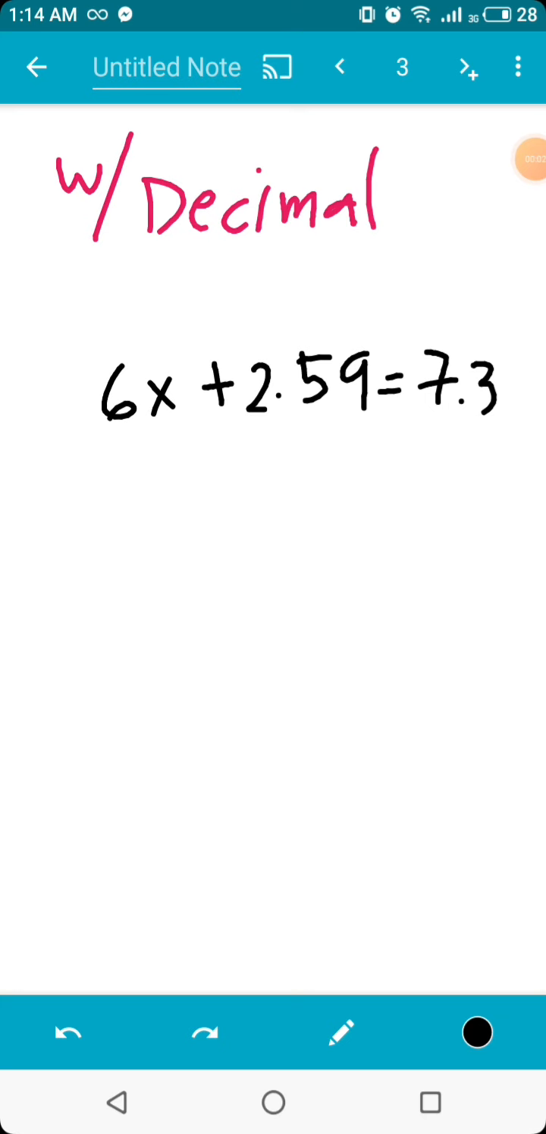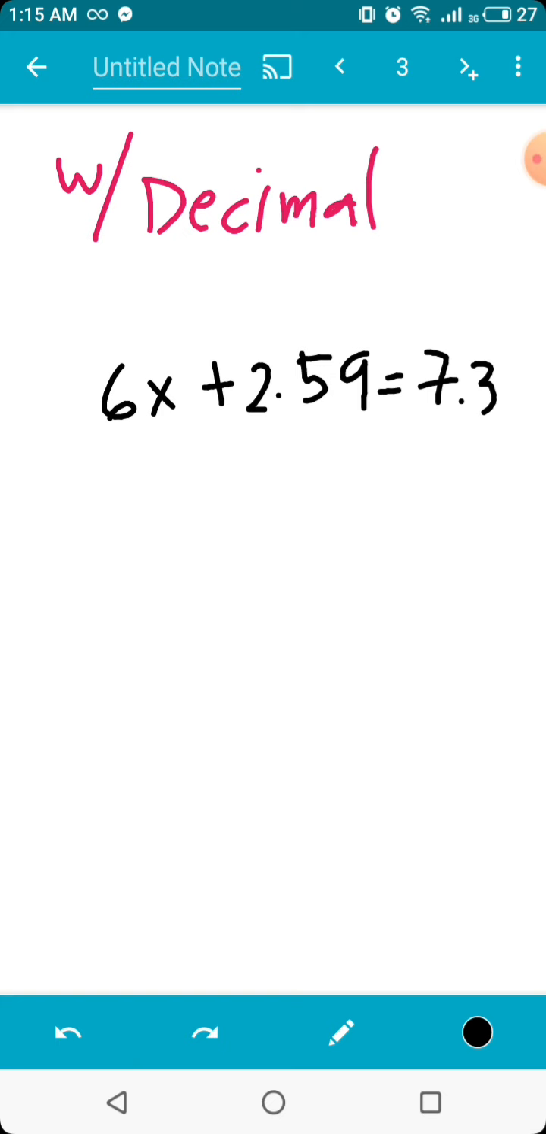Okay, so this time, meron tayong 6x plus 2.59 equals 7.3. So, meron pa ring decimal number sa equation natin. But, kung mapapansin nyo, yung 2.59, yung decimal numbers niya nasa 100 place. Pero yung 7.3 nasa 10th place. So, para maging buo sila, ang susundin natin is yung mataas yung decimal number. So, nasa 100 place. So, in short, para maging buo sila, i-multiply natin sila parehas sa 100, hindi sa 10. Okay? Kasi nasa 100 place to. So, ito yung susundin natin.